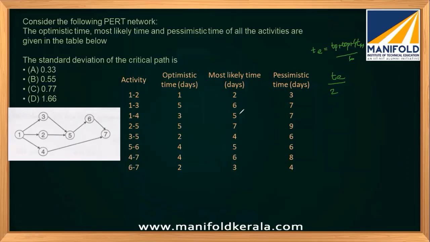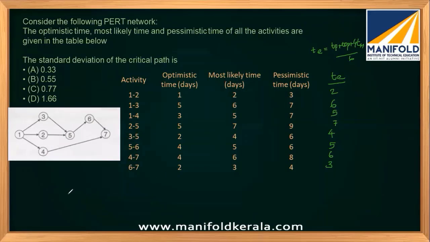24 plus 10 plus 2 divided by 6, so it will be 36 by 6. Then this will be 5, this will be 7, 4, 5, 6, and 3. So this is the expected time, and based on this expected time only, we can find out the total length of the path, or the critical path. So let's find out the critical path.